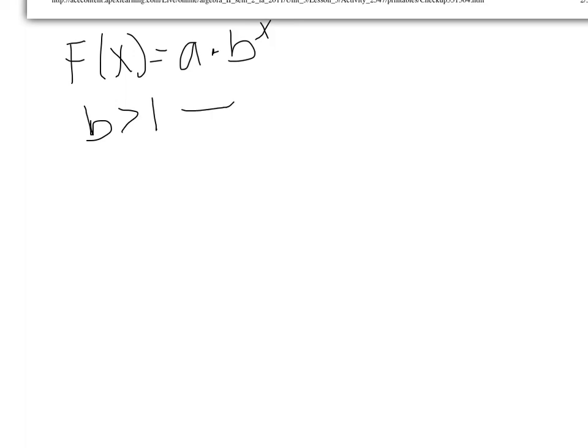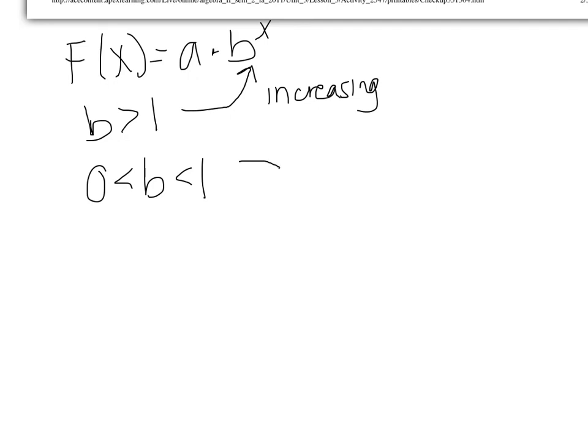Here's the things I would keep in mind. I would keep in mind that it's going to be in the form of f of x equals a times b to the x. If b is greater than 1, then it's going to look like this. It's going to be increasing. If b is between 0 and 1, that means it's going to be a decreasing graph. So it's going to curve the opposite direction. It's going to curve like this.